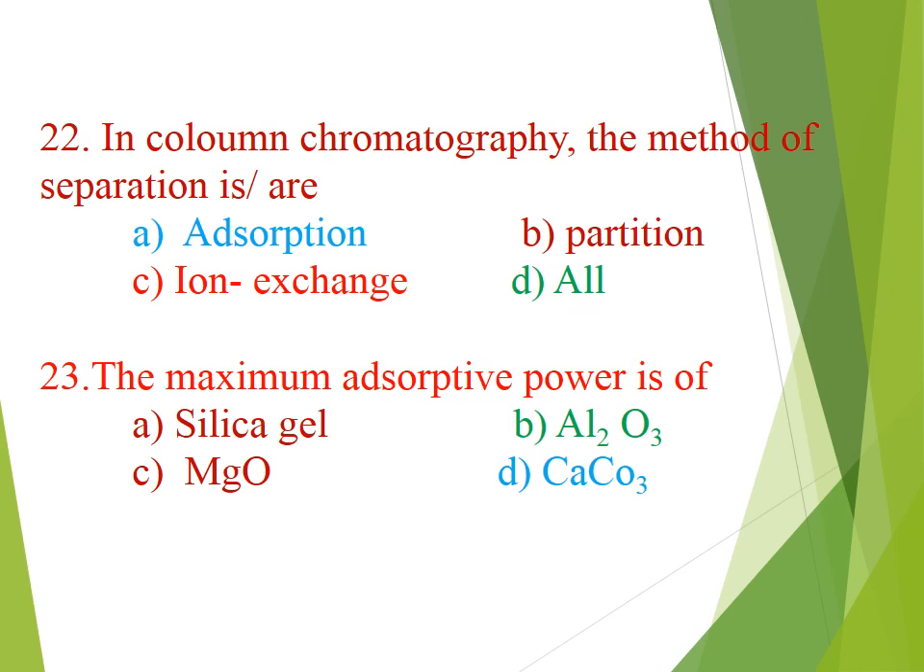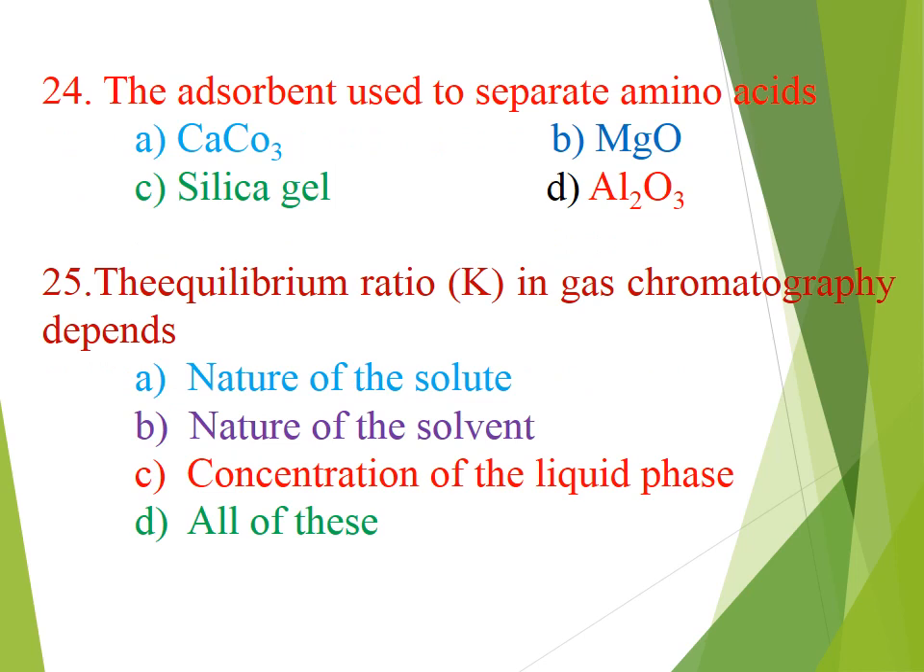23. The maximum adsorptive power is of: A. Silica gel, B. Al2O3, C. MgO, D. CaCO3. The correct option is B, Al2O3. Question number 24. The adsorbent used to separate amino acids: A. Calcium carbonate, B. Magnesium oxide, C. Silica gel, D. Al2O3. The correct option is C, silica gel.